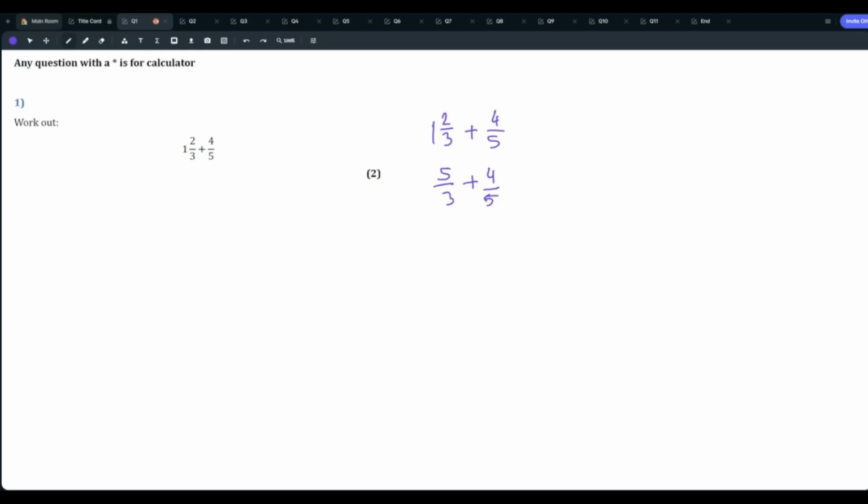So what I could do here is times this side by 5 and this side by 3 because we want a common denominator. That's 5 times 5 which is 25, 5 times 3 which is 15, 3 times 4 is 12 over the 15, so this becomes 37 over 15. And we could leave it like that. It's not asking us to put it into a certain form, but you could also put it back into a mixed fraction. So 15 into 37 is 2, there's 7 remaining over 15.